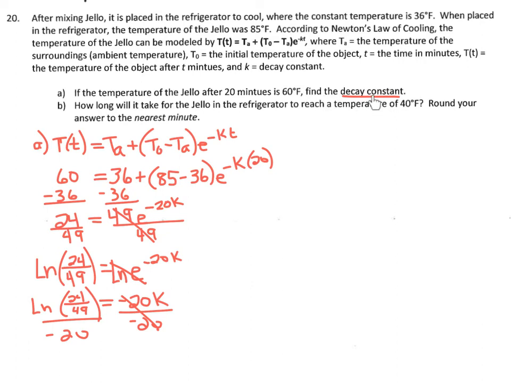Now, my paper actually says if the temperature of the Jell-O after 20 minutes is 60 degrees, find the decay constant. This right here would be the decay constant. I know in your paper it does say to round to the nearest thousandth. So what you're going to do is plug this in your calculator and just round that to the nearest three decimal places. So when you do, you wind up getting k is equal to 0.036. Okay, so that's the answer to part A. That's the decay constant to the nearest thousandth.